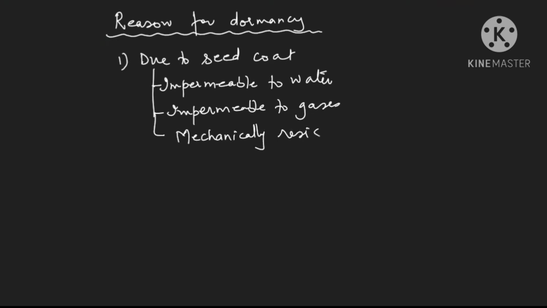So these are the reasons because of the seed coat, and the plants in which we find such types: for example, if dormancy is because the seed coat is impermeable to water, then we find such conditions in Trigonella. If it is not able to germinate because it's impermeable to gases, then we find such conditions in apple. And here we find such conditions in Amaranthus. So because of the seed coat, these are a few reasons for dormancy.